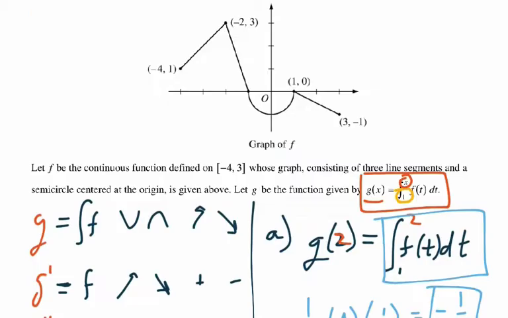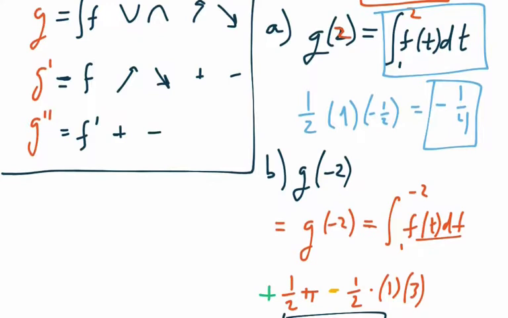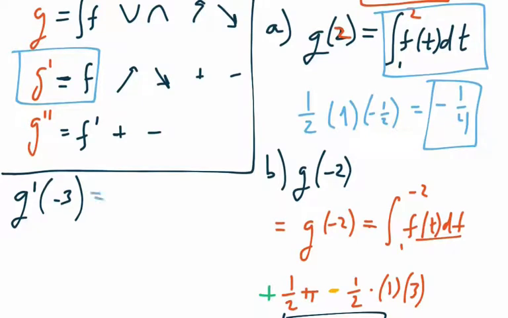Cool. Alright, let's take a look at some things that are also interesting. So let's find g prime of negative 3. So, well, how do I find g prime? Look at the Superfund chart. There is g prime. G prime is f. So this means that g prime of negative 3 is the same as f of negative 3.